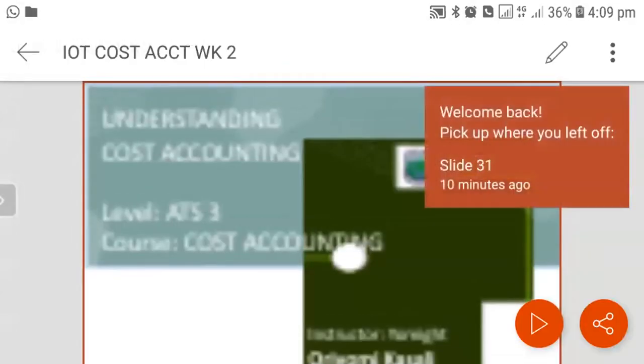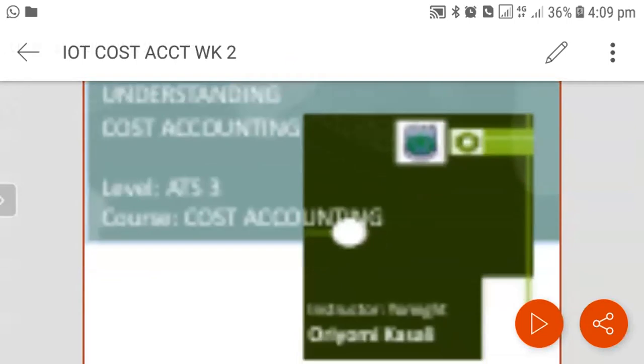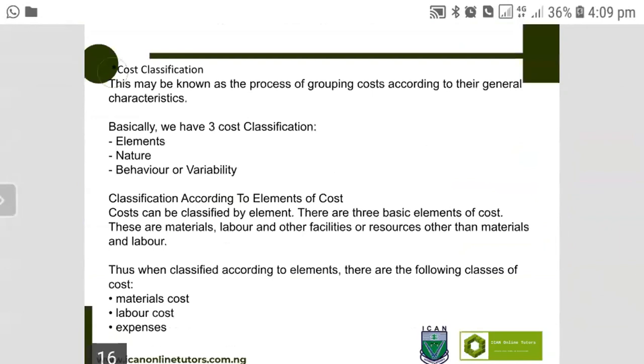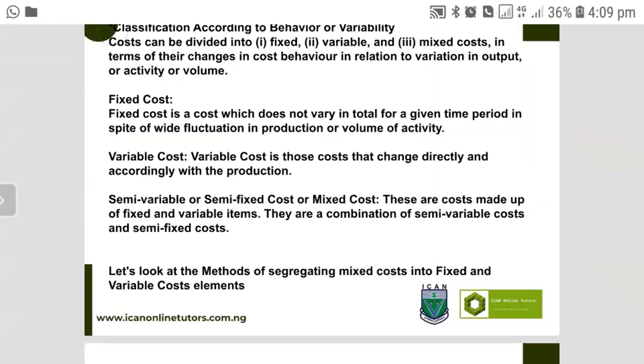While I'm waiting for the question, let us now go to the other element of cost. We have looked at the cost control techniques. We have looked at cost control methods. We have looked at the various ways by which cost is being controlled.